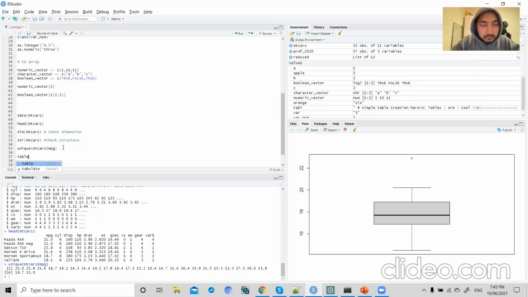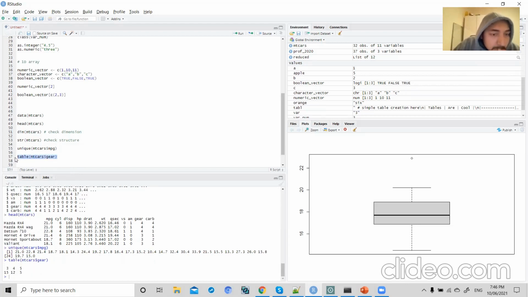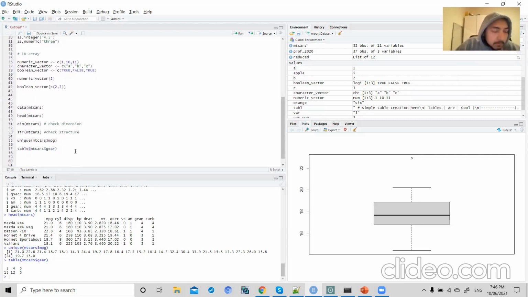Likewise, we can even do table, and let's see what's there in gear, what's the frequency for the unique gear values. So if we give mtcars dollar gear, this will give you the values, like gear 3 has 15 records. 4 gear has 12 records. 5 gear has 5 records. So this gives you the record count of each unique value.